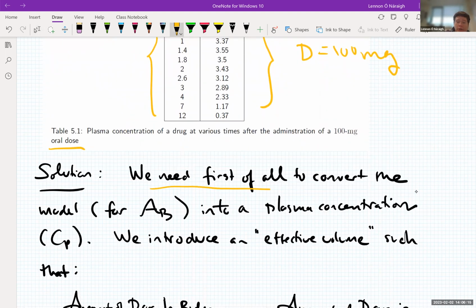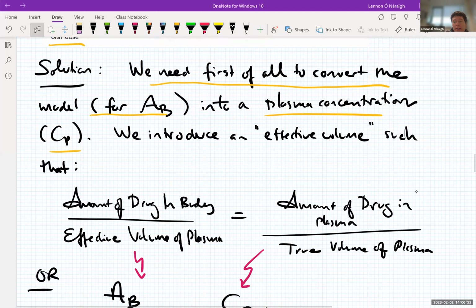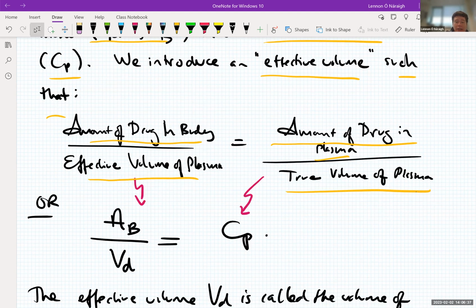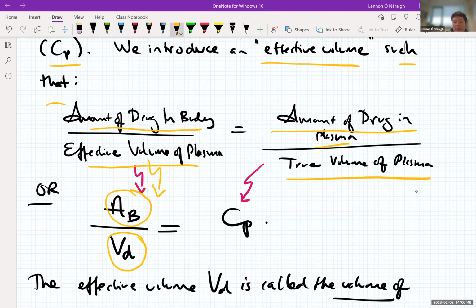First of all, we need to convert the model for AB into a plasma concentration CP. For this purpose, we introduce what I call an effective volume, such that the amount of drug in the body divided by the effective volume is equal to the amount of drug in the plasma divided by the true volume of the plasma. On the left-hand side, it's the amount of drug in the body, AB, divided by VD, the effective volume. And this now, by definition, is the right-hand side, which is CP.